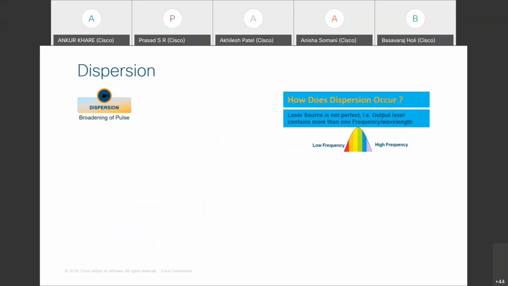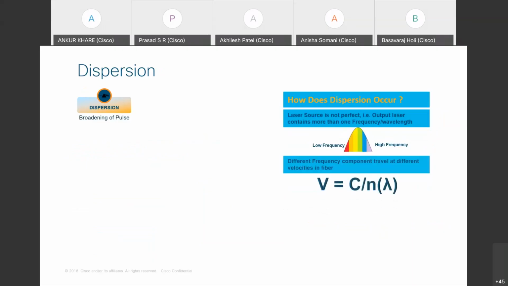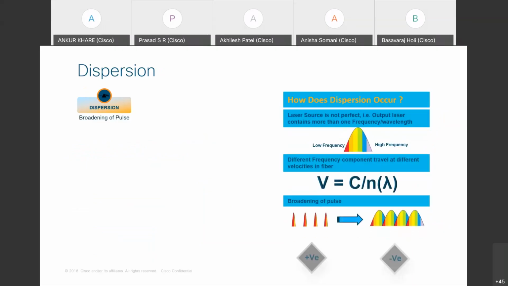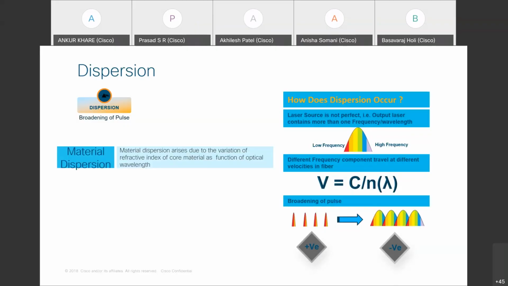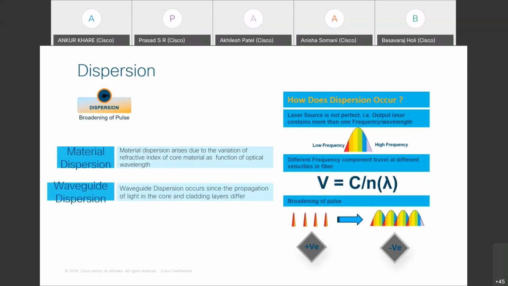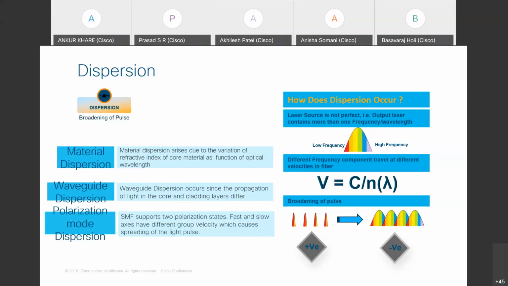So how does the dispersion occur? There can be multiple types of dispersion. First is material dispersion, a variation of refractive index of the core material as a function of optical wavelength. I discussed the core of the fiber, which is glass. Due to that material, variation of the refractive index can cause dispersion, so light can spread. Similarly, waveguide dispersion occurs when the propagation of light in the core and cladding layer differs.